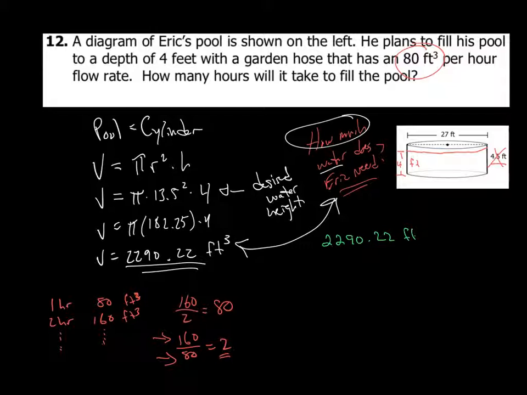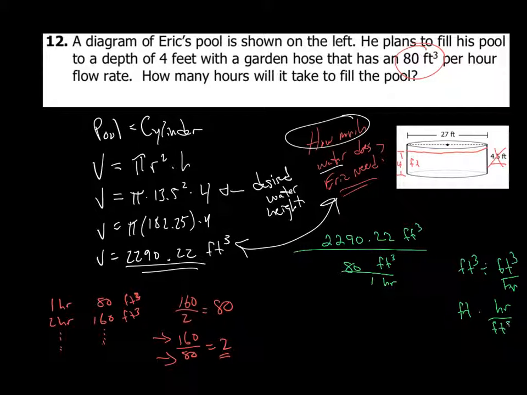We have 2,290.22 cubic feet needed, and we're going to divide that by the flow rate of 80 cubic feet per hour. The units cancel out, we're going to be left with hours. So really it's cubic feet divided by cubic feet per hour is the same as cubic feet times hours over cubic feet, and those cancel out, right? So again, my knowledge of fractions is what allows me to deal with the units, right? So that's something from middle school that you should have. And I think that you need to keep working on that.